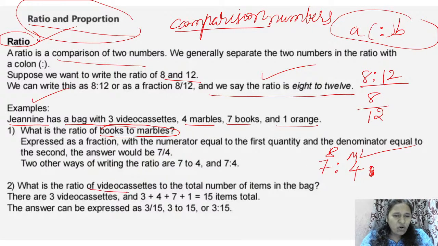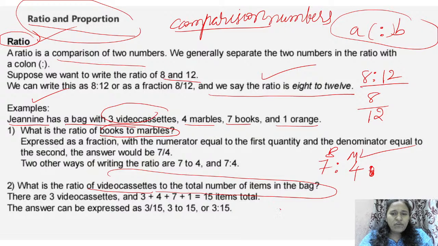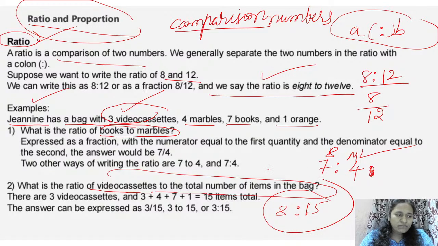Then what is the ratio of video cassettes to the total number of items in the bag? How many video cassettes are there? 3 video cassettes. And how many items are there in total in the bag? The video cassettes are also counted in the total, right? That's why the total is 3 plus 4 is 7, 7 plus 7 is 14, 14 plus 1 is 15. This is the required ratio of video cassettes to the total number of items in the bag.